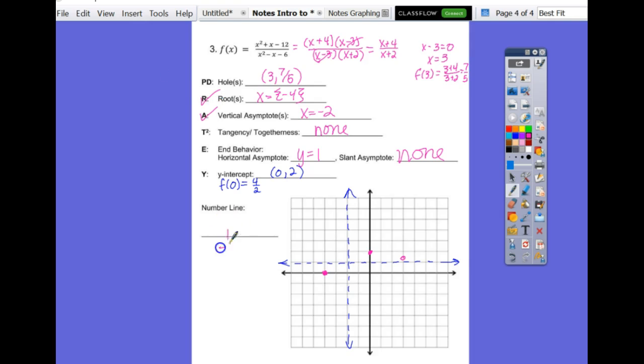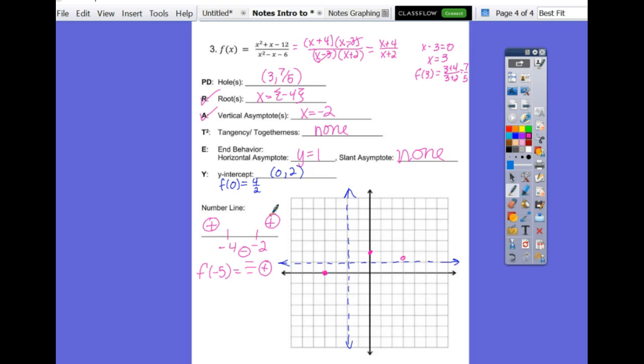So on the number line, I put the roots and the vertical asymptote. I have -4 and -2. So I'm going to test f of -5. If I put -5, I get negative on top and negative on bottom, which means that's positive. So if this is positive and I don't have any tangency or togetherness, the next one is negative, and then positive.